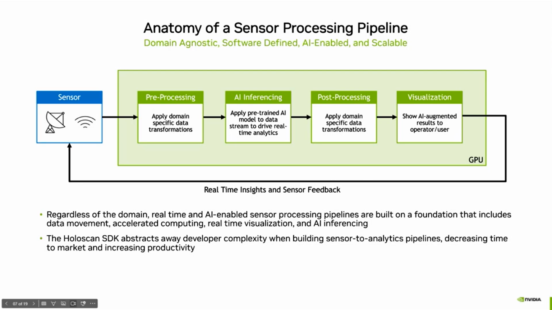These processing pipeline steps may apply regardless of the industry or problem domain. They serve as a foundation for building AI-enabled sensor processing pipelines for all industries. The Holoscan SDK was developed to abstract away the complexity of building these pipelines, improving time to market, and reducing maintenance cost.